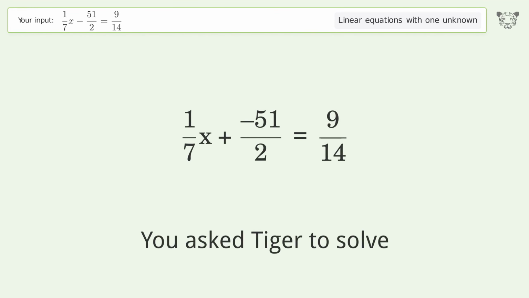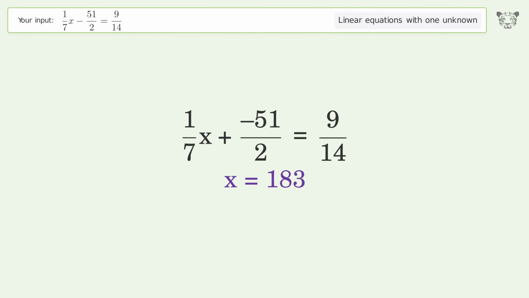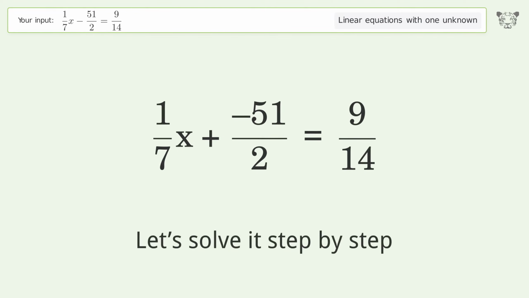You ask Tiger to solve. This deals with linear equations with one unknown. The final result is x equals 183. Let's solve it step by step.